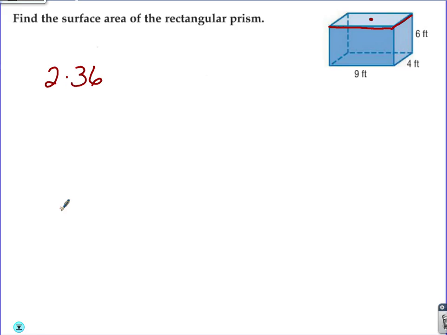Everybody good with that? Okay, let's go different color here. Let's go right side. What's the area of that right side? 24. So I'm going to tack on 24. What about the left side? So times 2 of those. Now let's go front and back. Here's the front of this rectangular prism. What's the area of the front? 54. How many are there? 2. Because the back is the exact same thing.